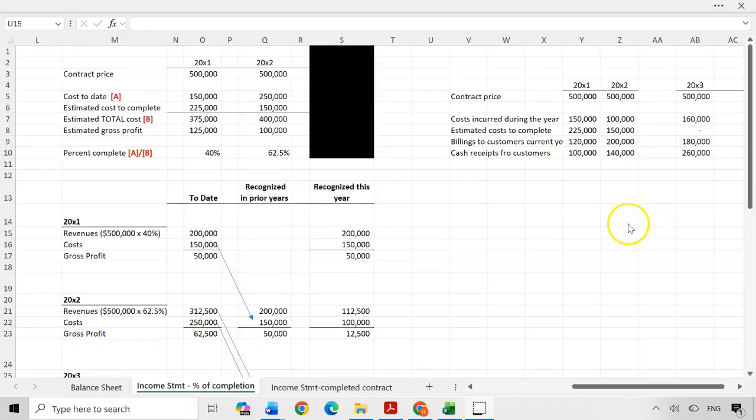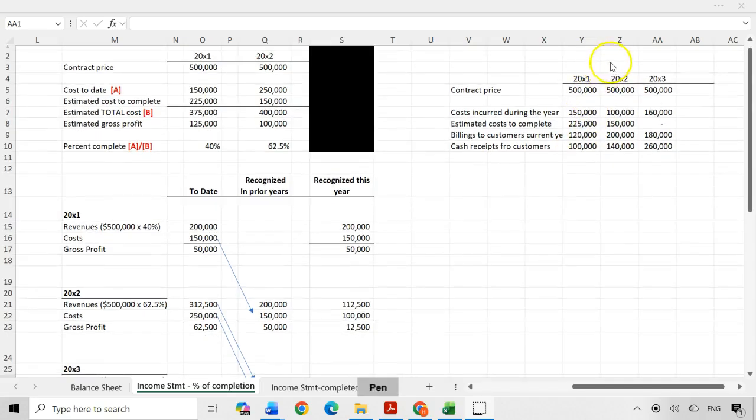Now I'm going to go to year 2, 20X2, and this is the information that we were provided in the book. The contract price is $500,000. Our cost incurred during the year is $100,000 and our estimated cost to complete is $150,000. Remember, these two items are just for the balance sheet, so we're not going to use them here.